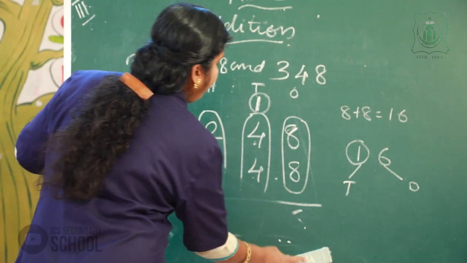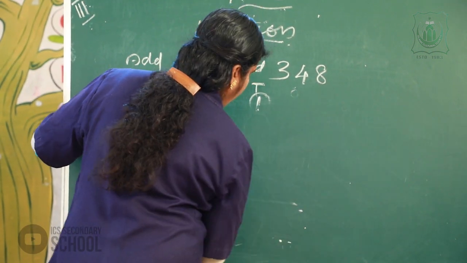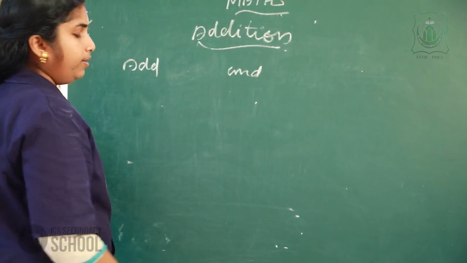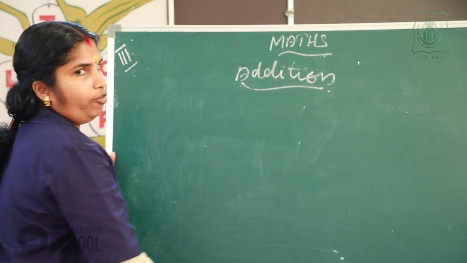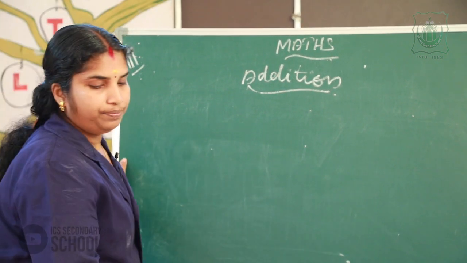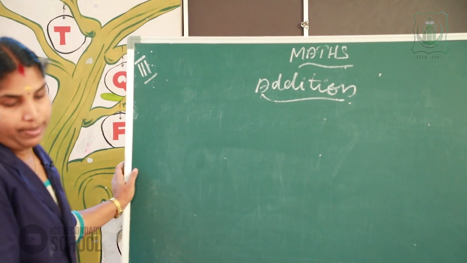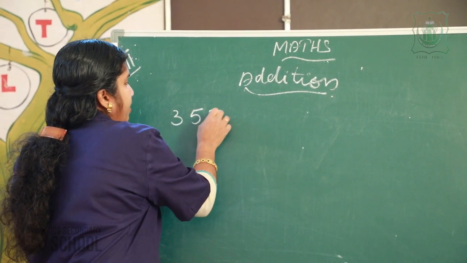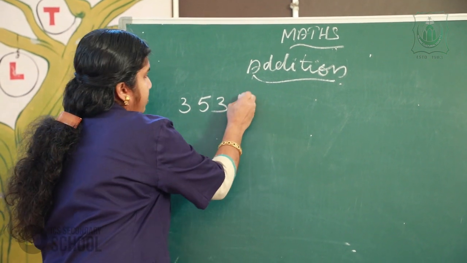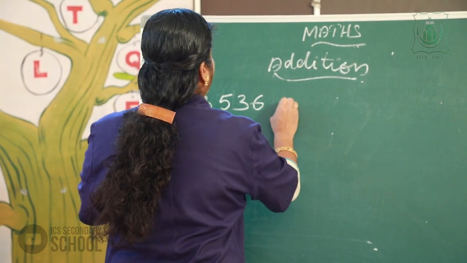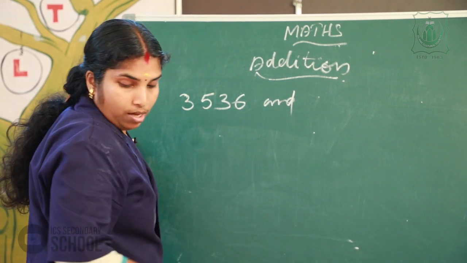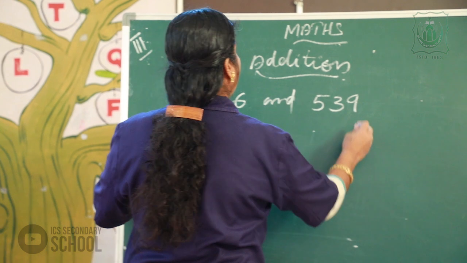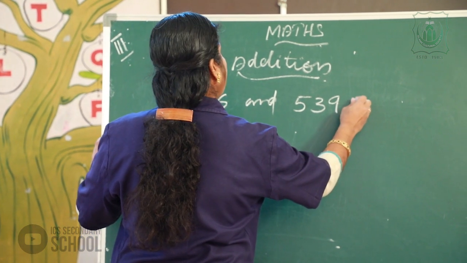Next we are going to do 4-digit numbers. Example: 3536 and 5396.